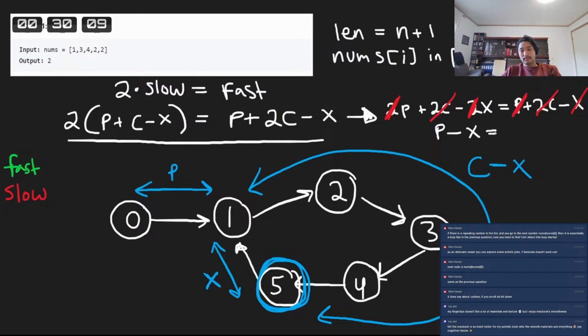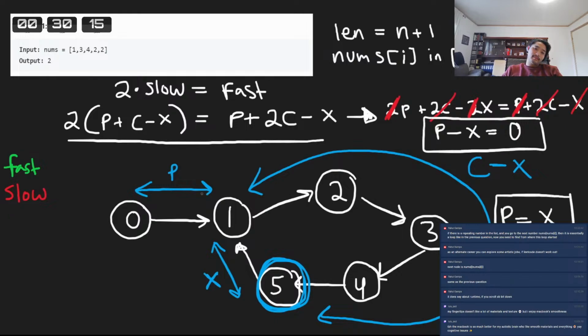So we get p minus x is equal to, notice how we crossed out everything on the right side. So we got p minus x is equal to 0. When we rearrange that, we get p is equal to x. What did we just prove? We just proved that the pre-portion of the cycle is always equal to this, right?